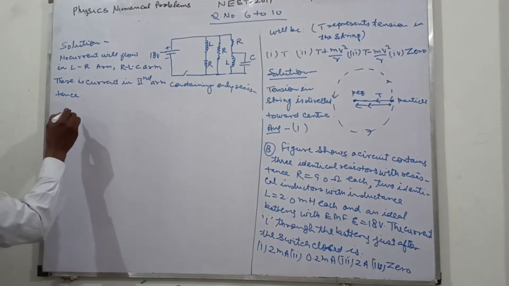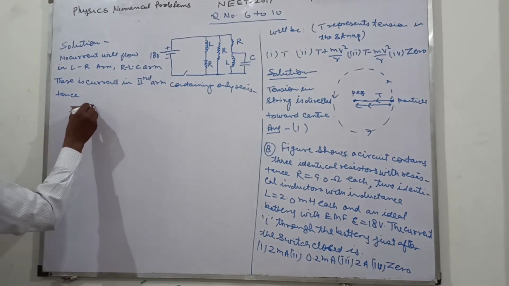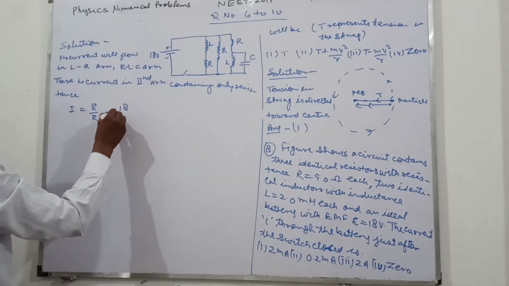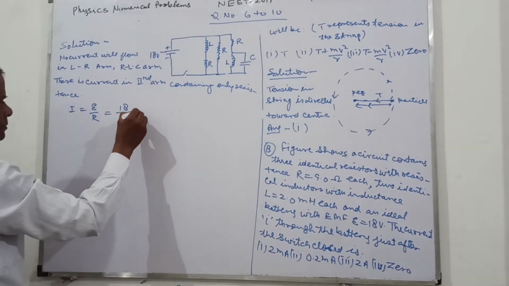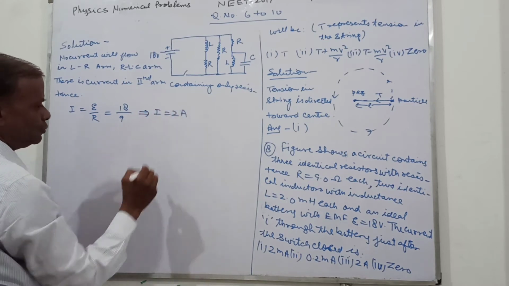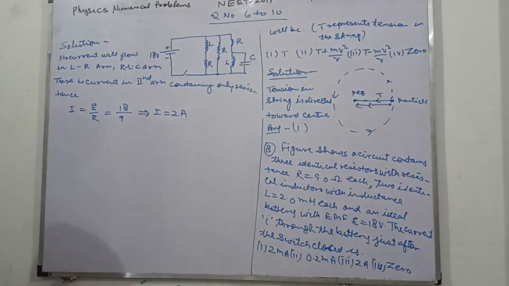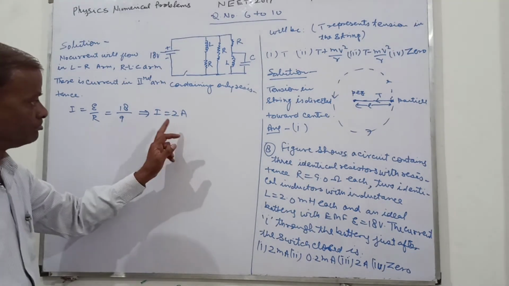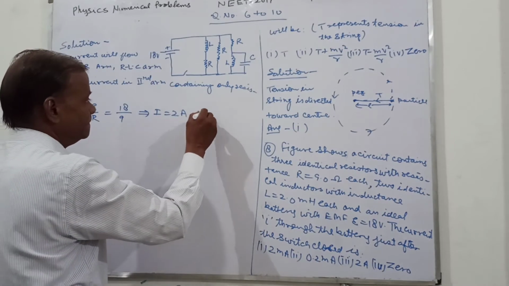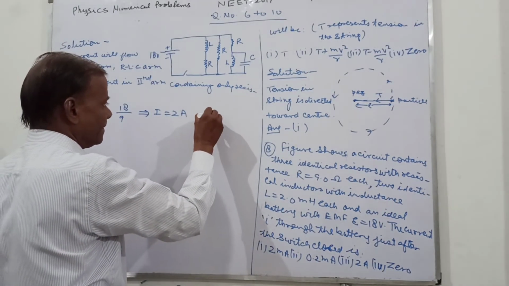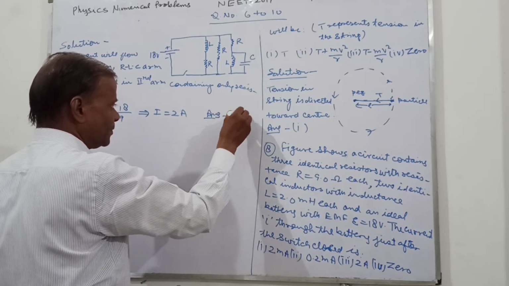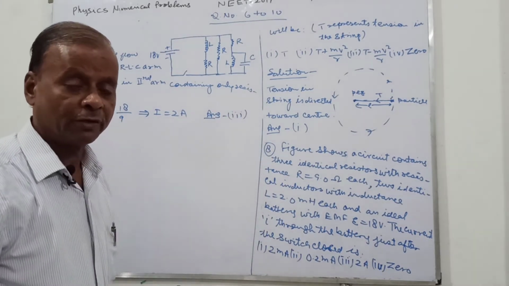So now we are given I equal to E upon R. Now E is 18 and R is your 9. So from here this I is equal to 2 ampere. Right option is third one. Third one. Third one.